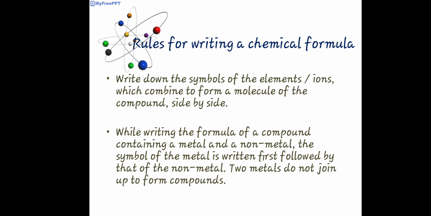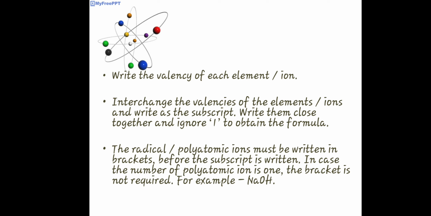Of course, you have to write first the metal, then followed by the non-metal. Okay, let's proceed to another. Then, aside from that, you have to write the valency of each element. In our periodic table, you can see the valency number of each element. I will be showing you the valency number.